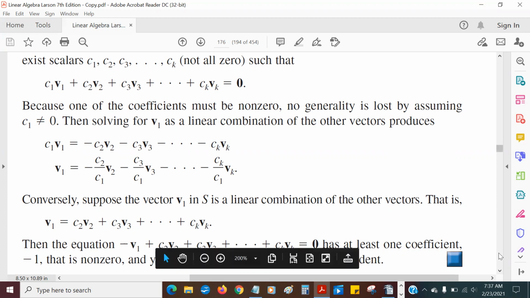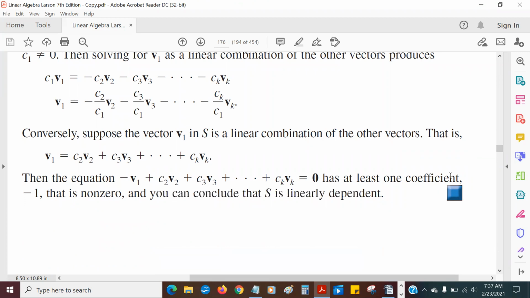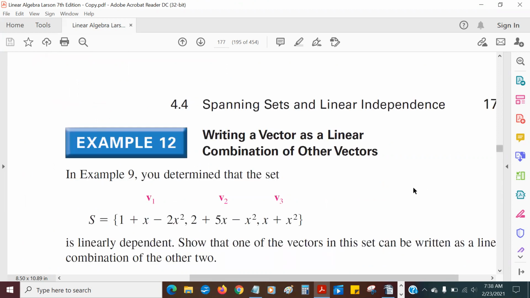So let's stop now, and that's the end of part 2. We'll continue in part 3 later on, right from some more examples from example 12.